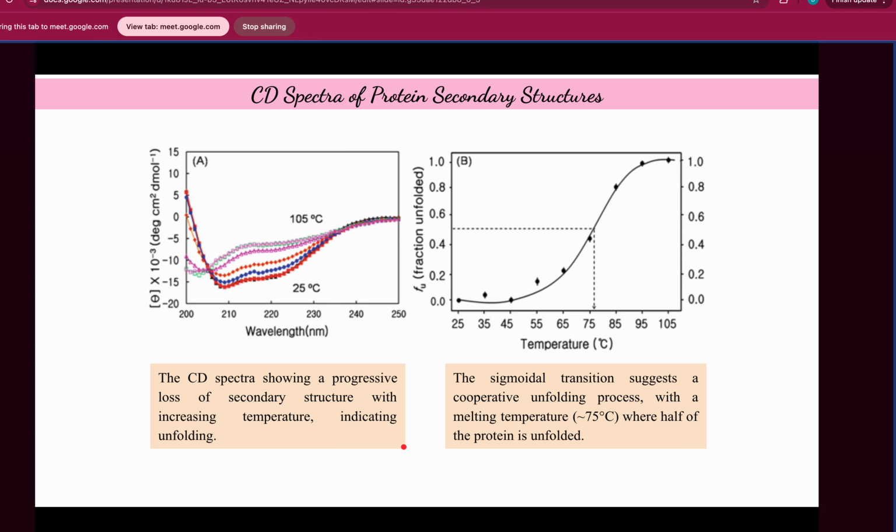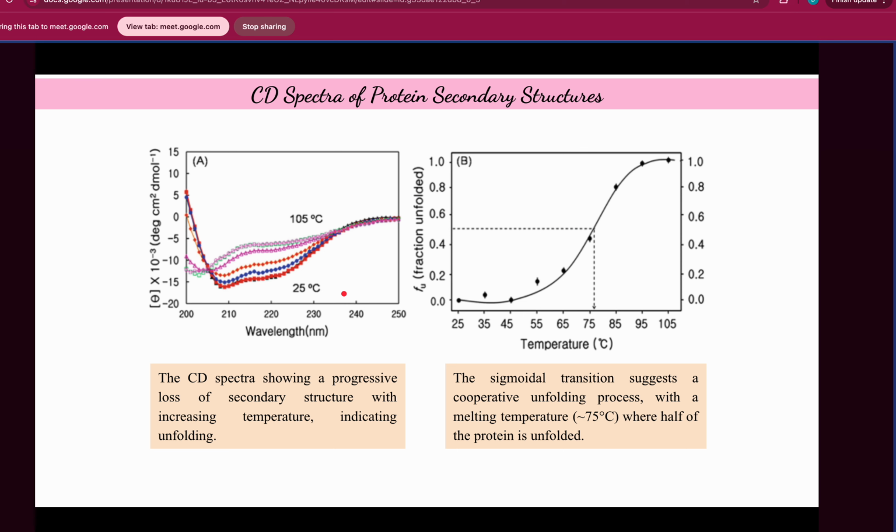Yeah, and this is also another relationship which tells you how, with increase in temperature, the secondary structure which was present can now unfold, because temperature is increasing, so bond breakage can happen. So with increase in temperature, the fraction of unfolded protein is increasing.